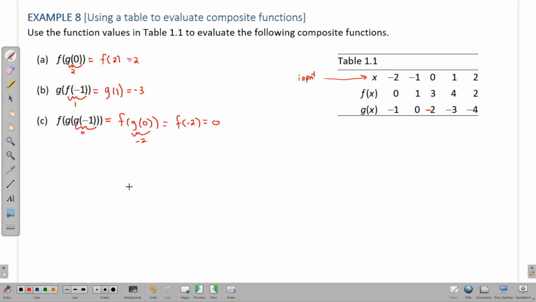This is like a sequence of machines. We plugged in -1, we got out 0. Then we plugged in 0, we got out -2. Then we plugged in -2 and we got out 0 again.